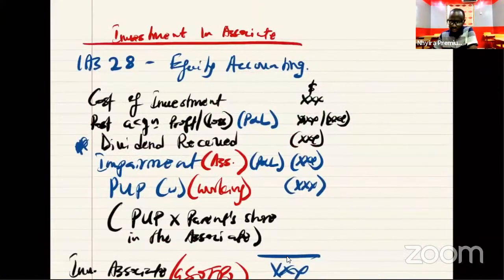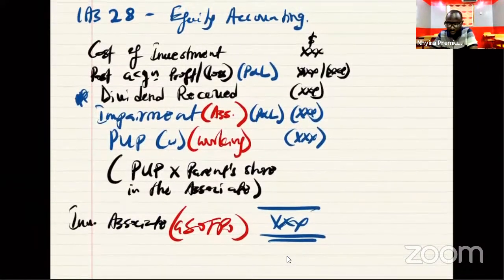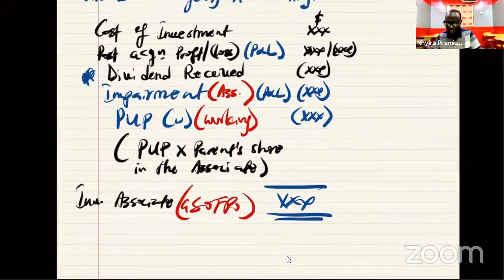Emmanuel, we are not dealing with subsidiary here. I see you saying impairment workings to the subsidiary. We are dealing with investment in associates. So if we are dealing with investment in associates, the impairment we are bringing here is this.